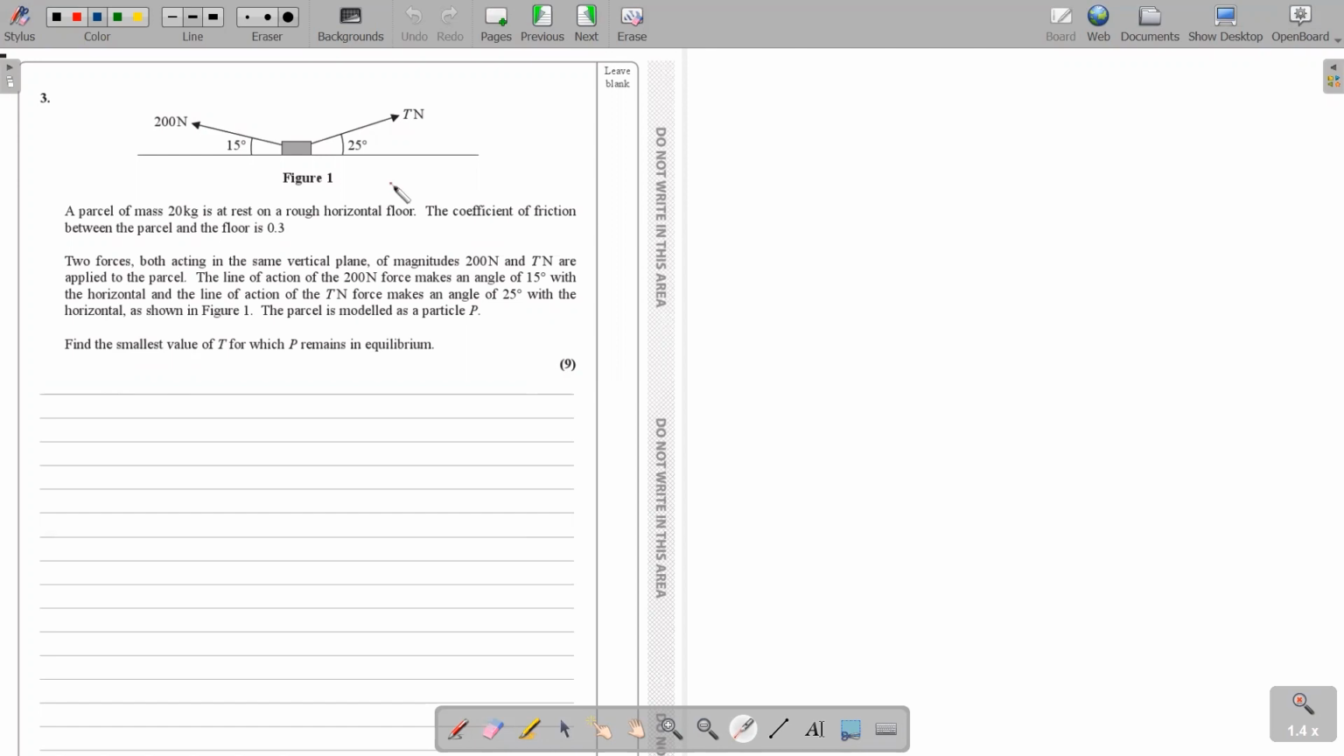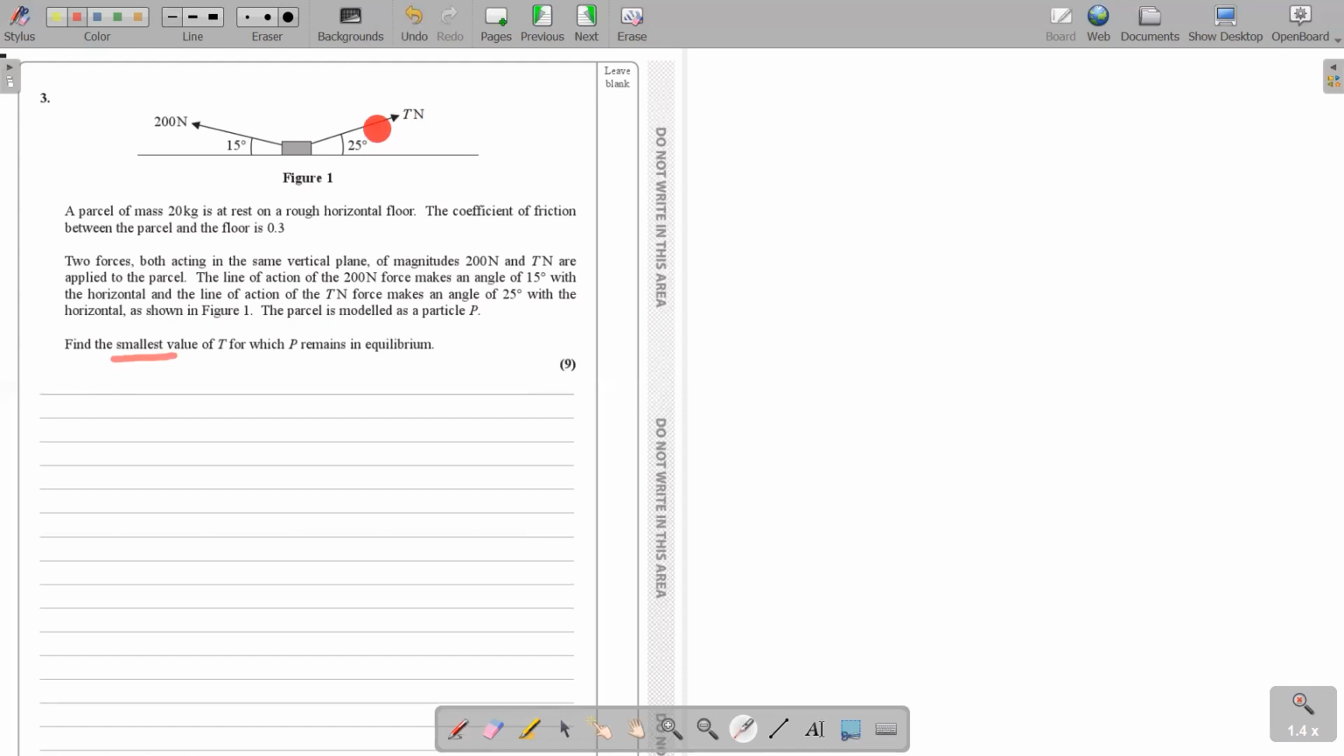Find the smallest value of T for which P remains in equilibrium. Okay, the smallest value of T. So now in here you need to realize a few things. The critical word here is what? The smallest value, right? What's the smallest value of T so that this remains in equilibrium? In another question, they could ask you what's the largest value of T for which this particle is in equilibrium. These are questions that they ask.